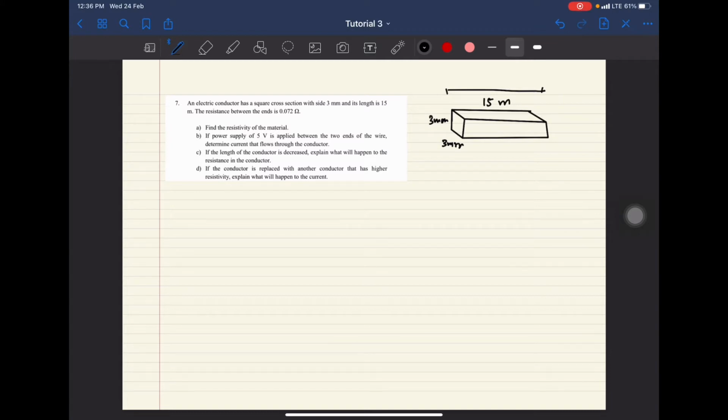The resistance between the ends is 0.072. So they actually give you the values of resistance. And the first question, they want you to find the resistivity of the material. Question number B, they ask you to find the current flow, I, and if the length is decreased, explain what happened to the resistance of the conductor, what happened with the R, and what happened with the current.